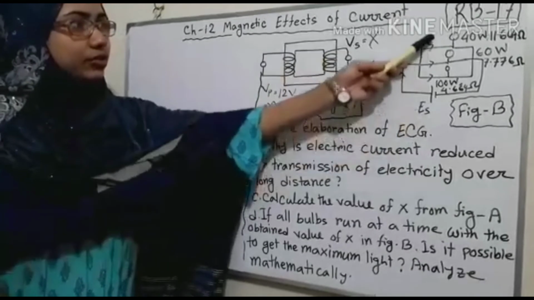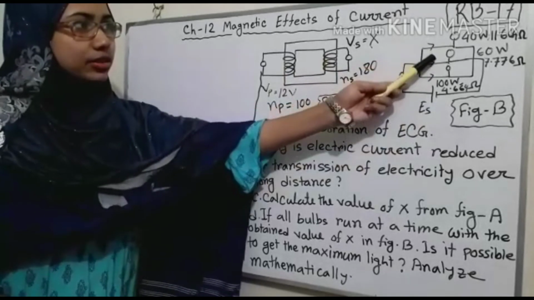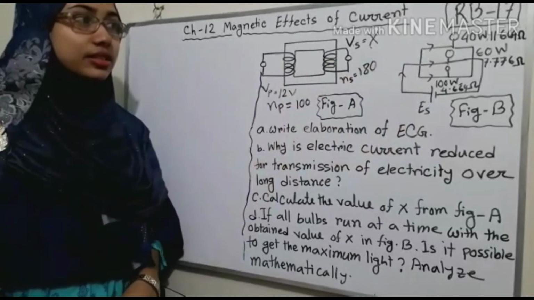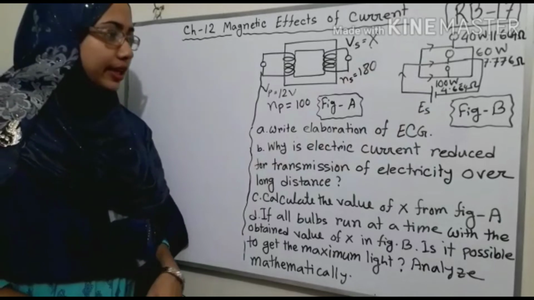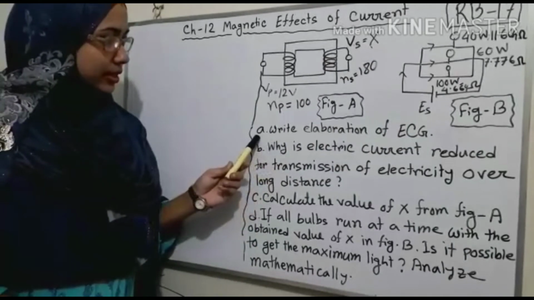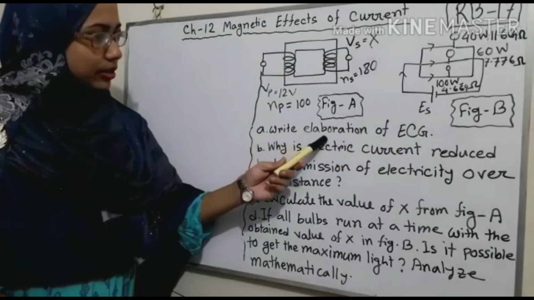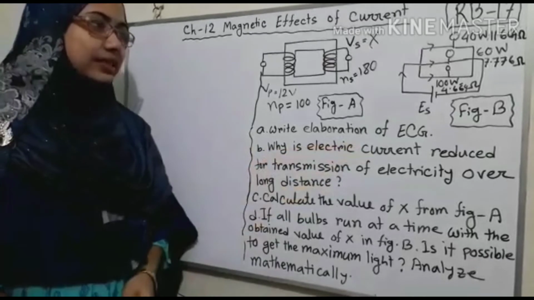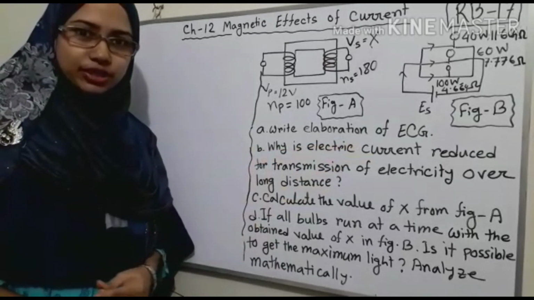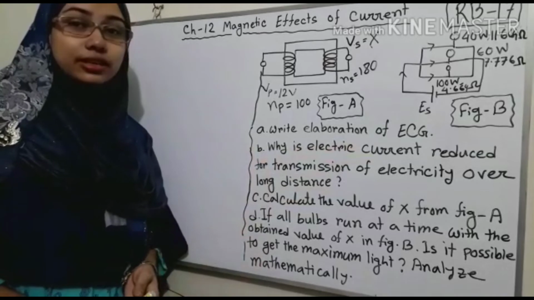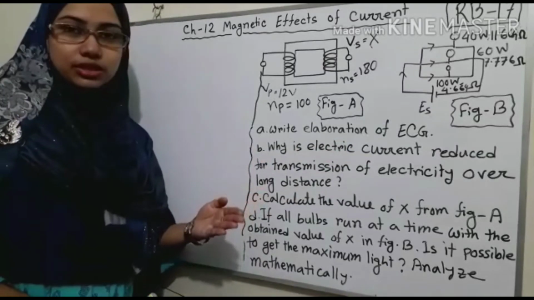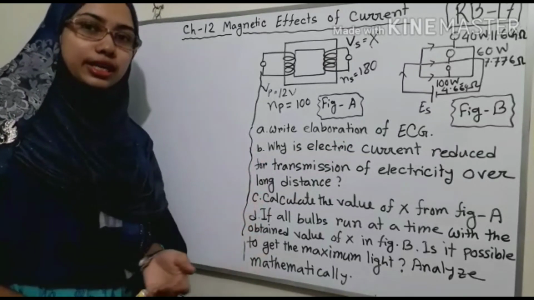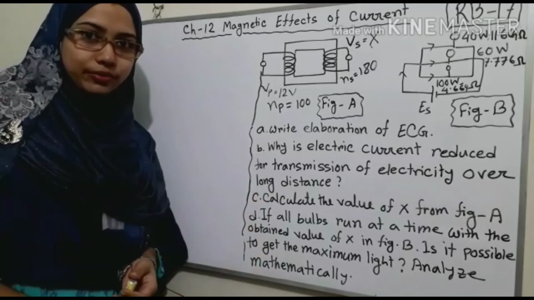In figure B, there are 3 bulbs available, 40 watt, 60 watt, 100 watt, and their resistances are also available. Here you can see that the question says write elaboration of ECG. This question is not actually from this chapter, but in physics we can see that A and B marks questions, that means the theory part could be mixed in with any chapter. So we should be prepared for that.